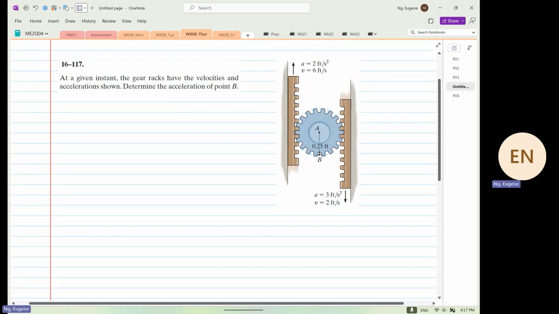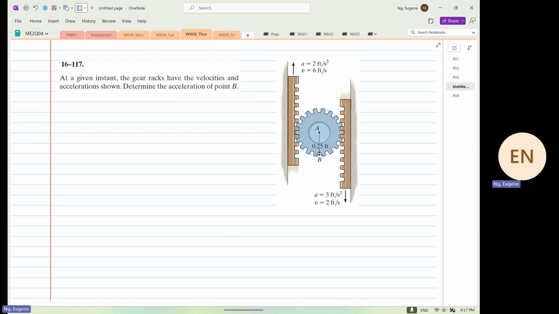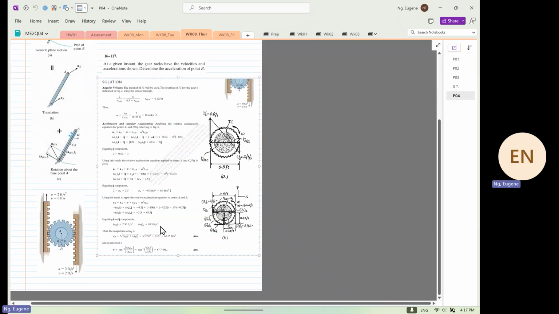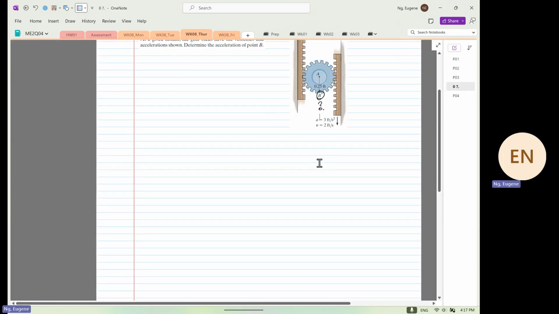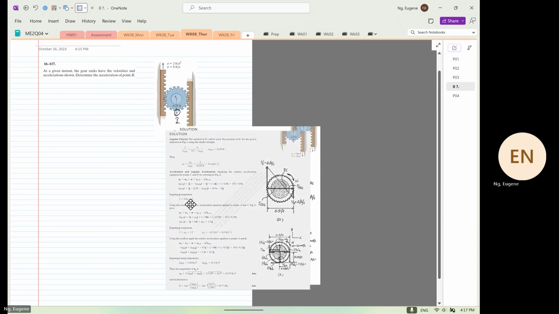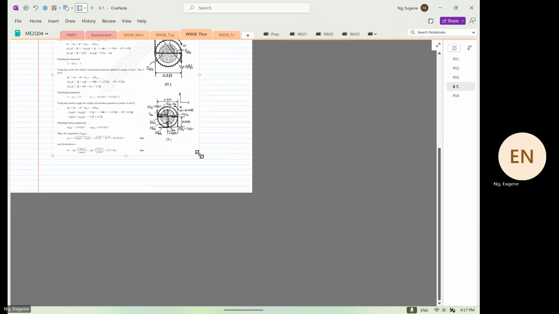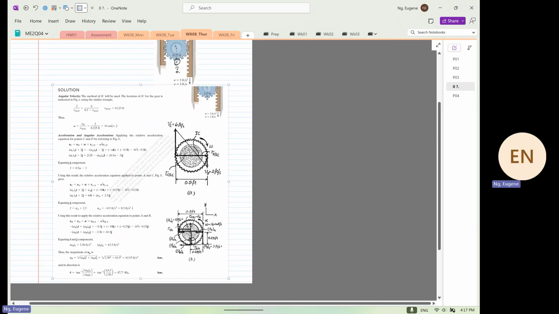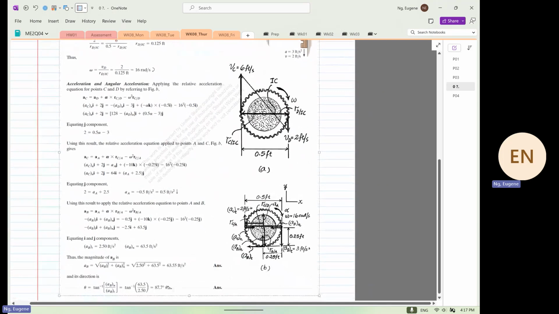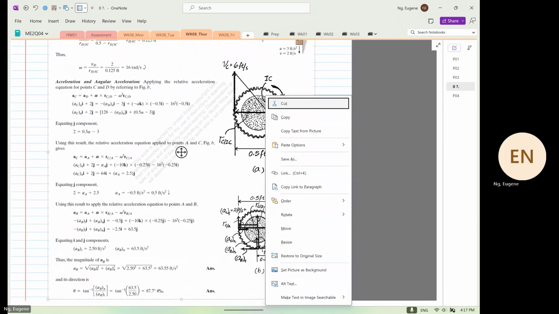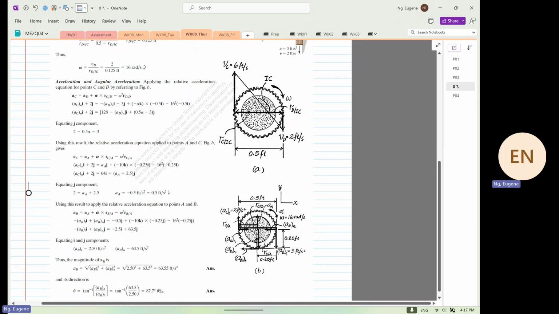Given at an instant, the gear has the velocity and acceleration shown. Determine the acceleration of point B. Okay, we are going to find the acceleration at point B. I have deliberately posted the solution manual, so what you see over here is what you get in the solution manual.